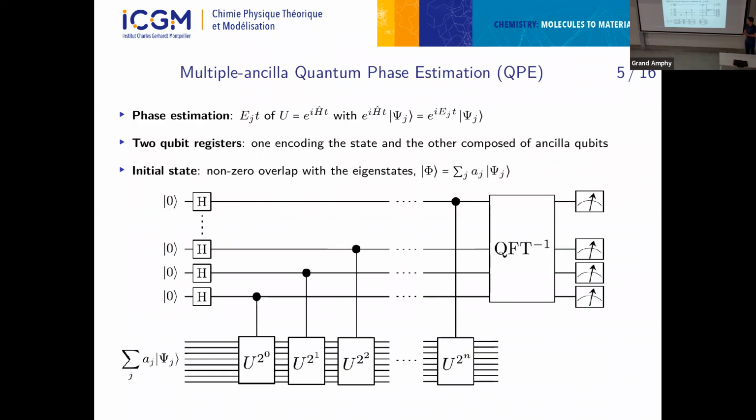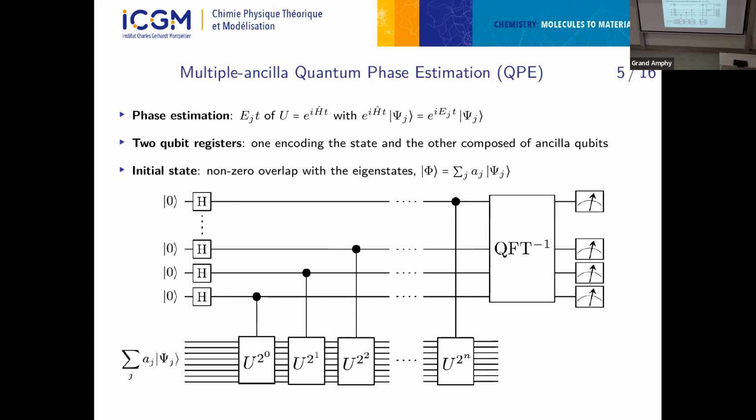So there exist different kinds of algorithms to do that. The most well-known one is called quantum phase estimation. We can apply a unitary and measure the phase. So if the unitary is the exponential of iHt, so the propagator, then we can extract the phase, so the energy times t of your problem.